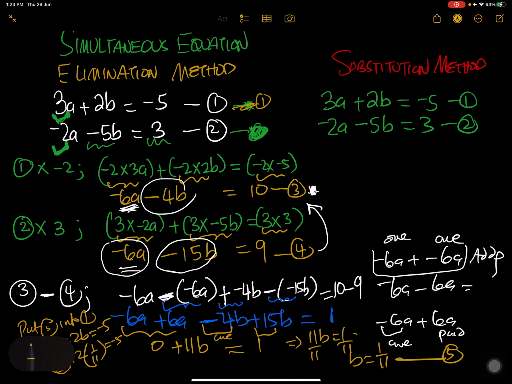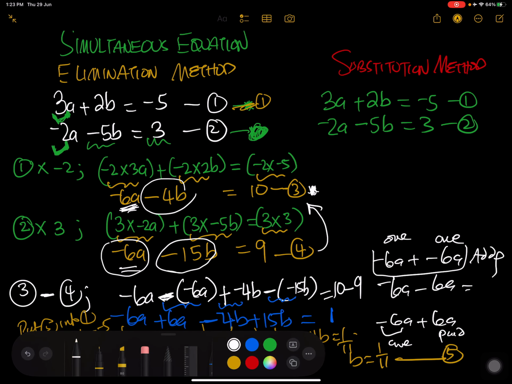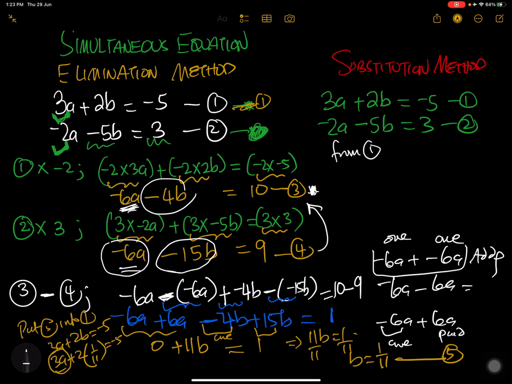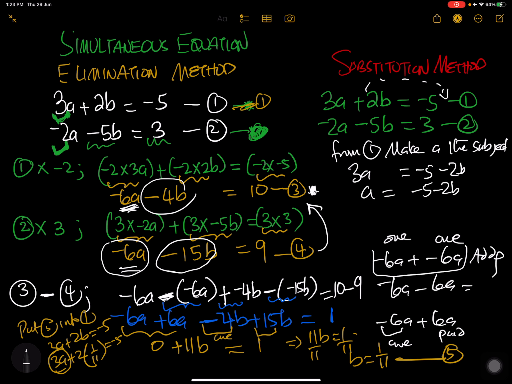But if we want to look at how we're going to solve using the substitution method, what it means is that you need to make one of the variables a subject. So let's say from 1, we make a the subject. To do that, we're going to get 3a is equal to negative 5 and then minus 2b. This one goes there, minus 2b. And then you're going to get a is equal to minus 5 minus 2b divided by 3. Because we know this becomes equation 6.